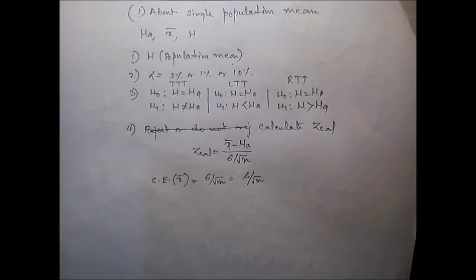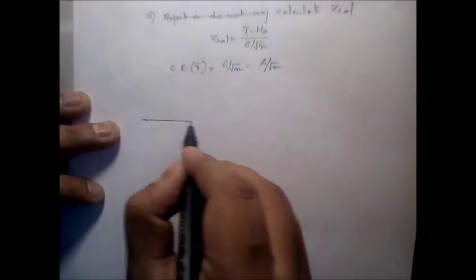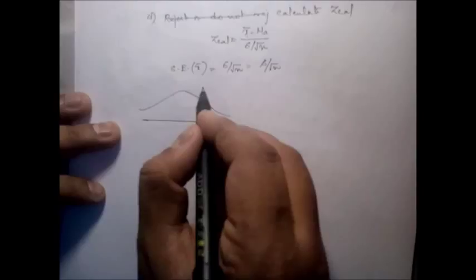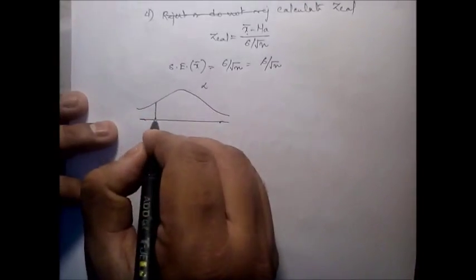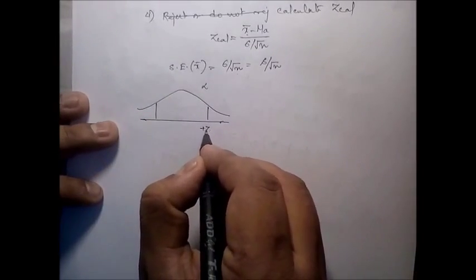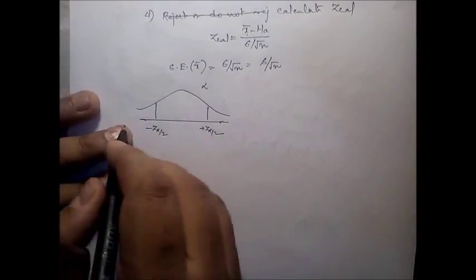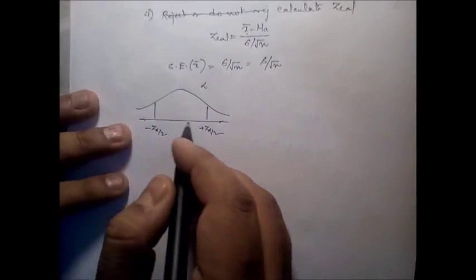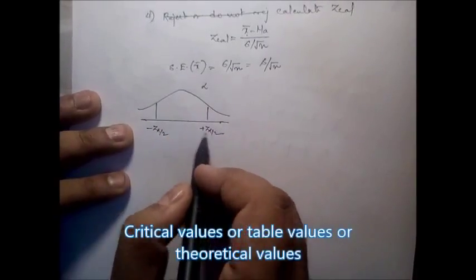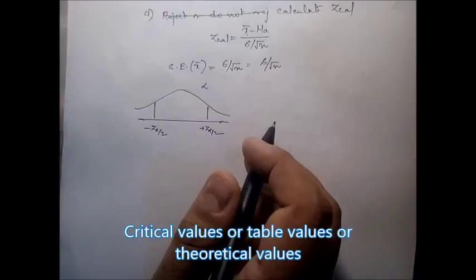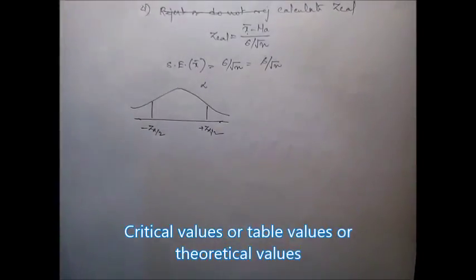Next, the decision. How do we take the decision? Suppose for a two-tailed test, alpha is the level of significance, so there should be plus and minus z alpha by 2 values. These are called critical values, and you already know how to get them: from the table value we can get the critical values.